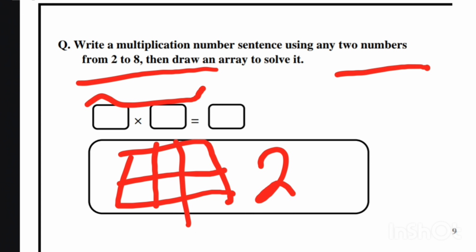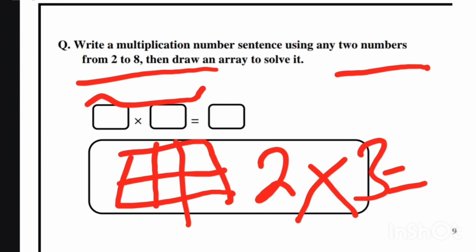And how will we count this array? First we will write 2, because vertically how many parts? 1, 2, 3. So this is called an array. In this way you have to read this question carefully, write it in counting numbers, and then make the array like this.